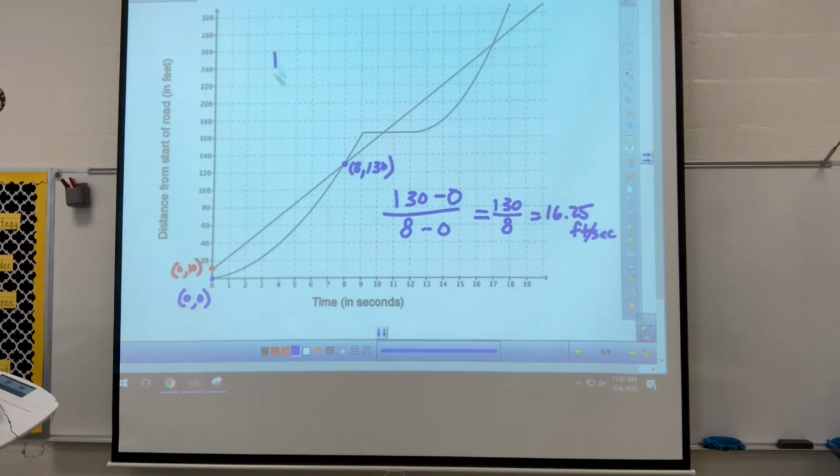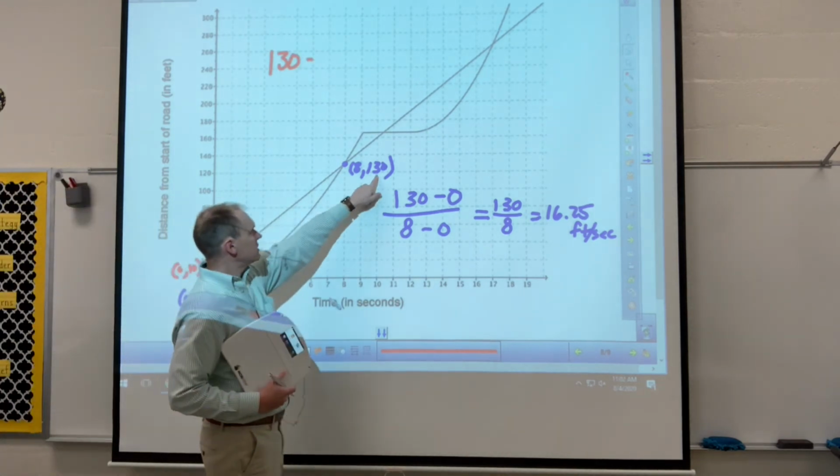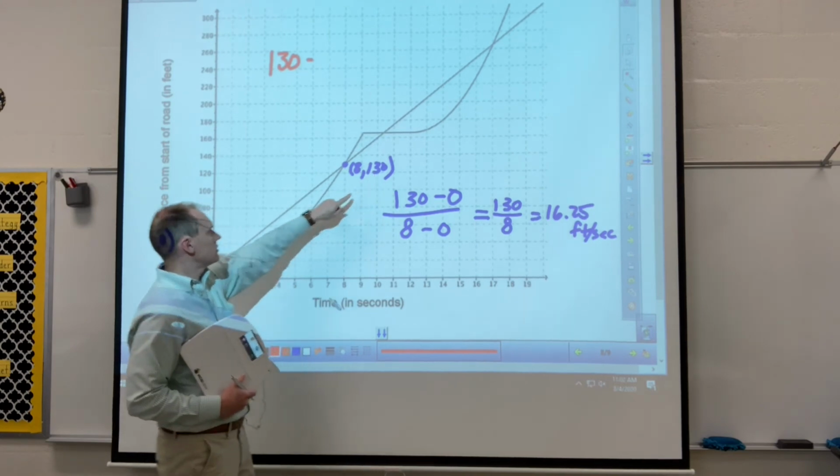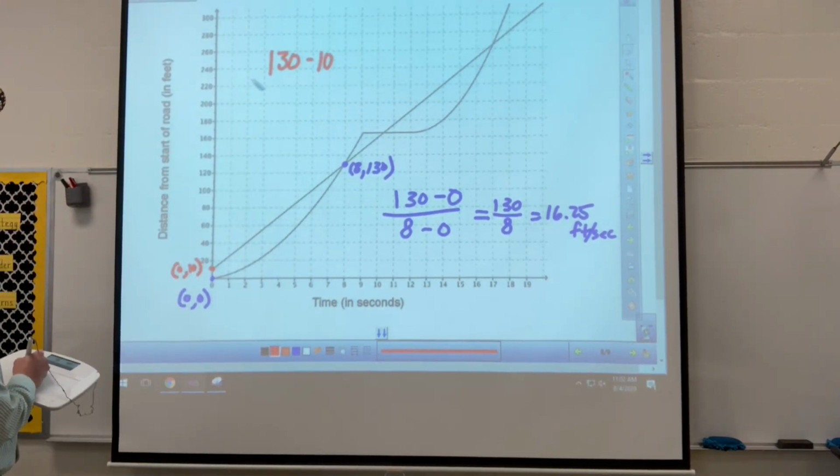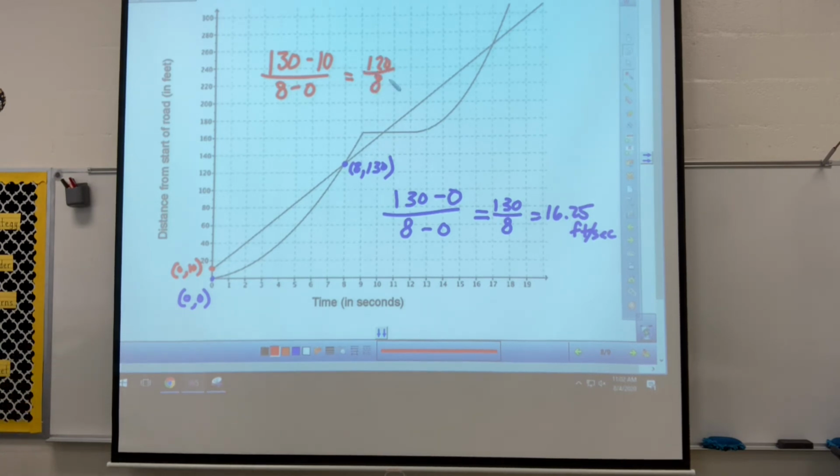All right, for the bike we have 130. Do this in red instead. 130 minus, so we're talking about the change in distance here away from the road. So 130 minus 10 would be 120. And the change in time, again, is 8 minus 0. So we get 120 divided by 8. And 120 divided by 8 is 15.